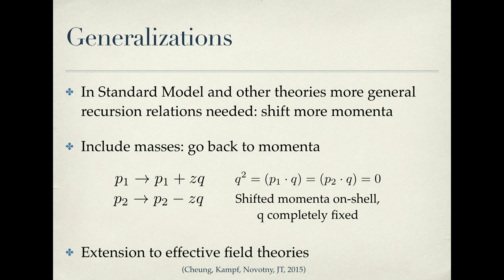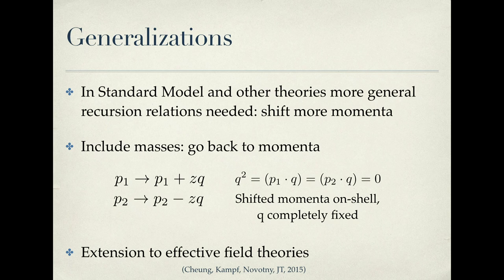Now, suppose that we have masses. So everything here was for massless particles. We used spinor helicity variables, but adding masses is actually not a problem. We cannot use the spinor helicity variables anymore, but we can do these recursion relations directly in momentum space. It's a little bit less convenient, but we can do it.